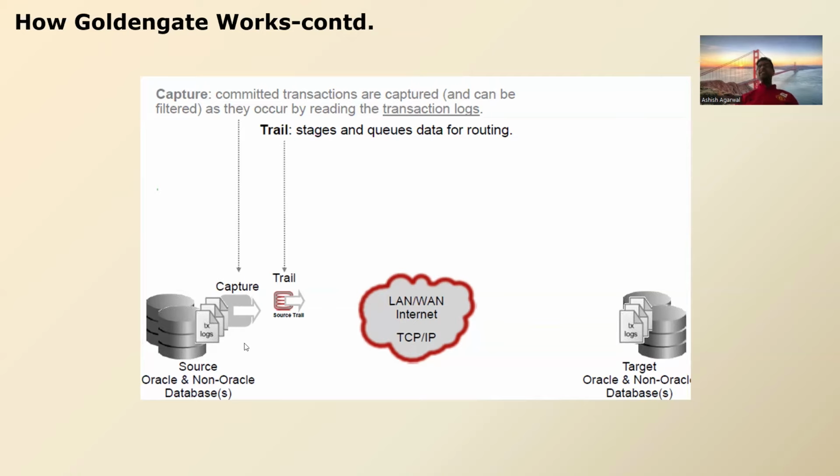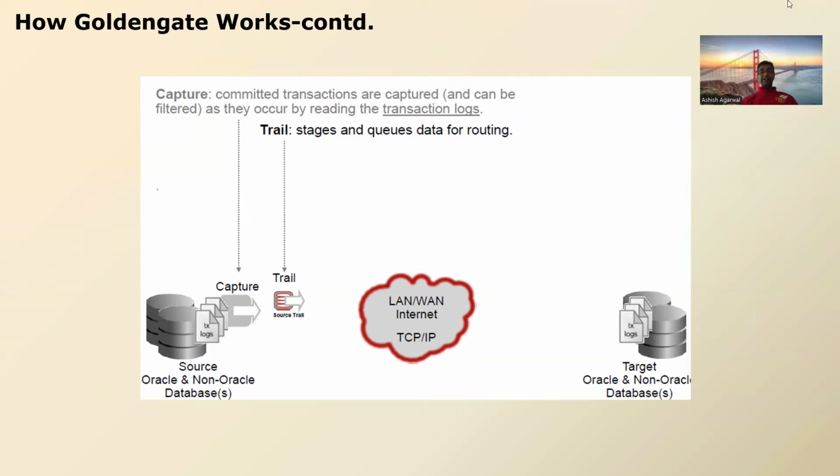Okay, so transaction logs are read in a sequential manner, and the extract process captures those transactions and writes them to the trail file on the local machine. So remember one thing: the extract process only captures committed transactions. Any uncommitted transaction is not captured by the Oracle GoldenGate extract process. Okay. Once a transaction is captured or extracted, it writes it to the trail files on the local machine.